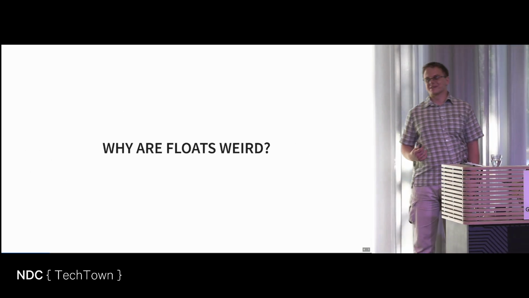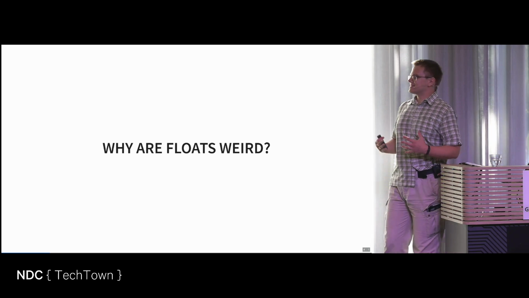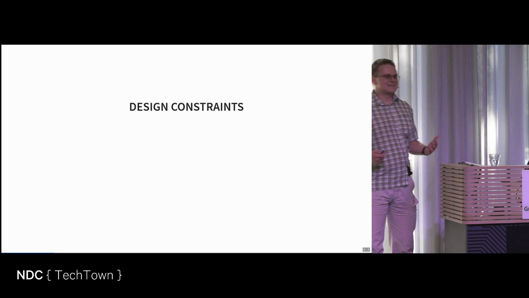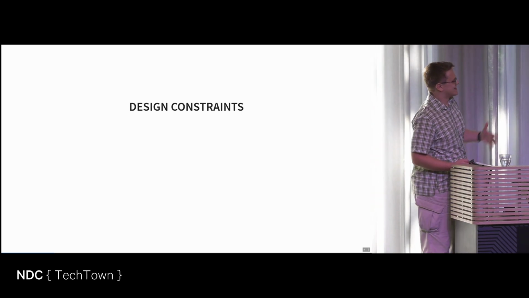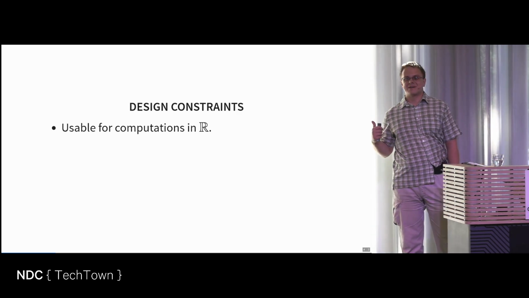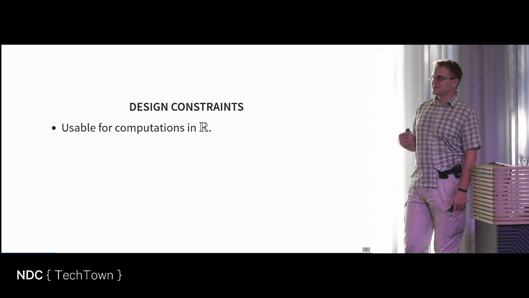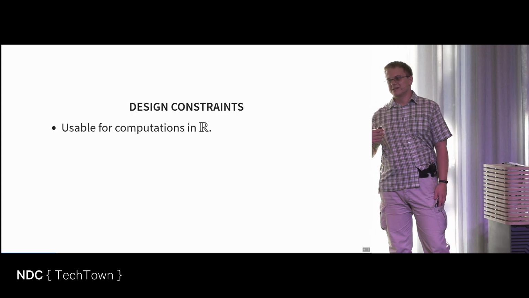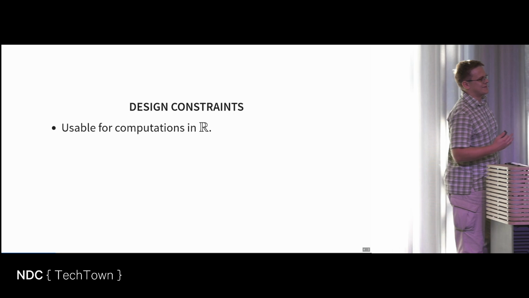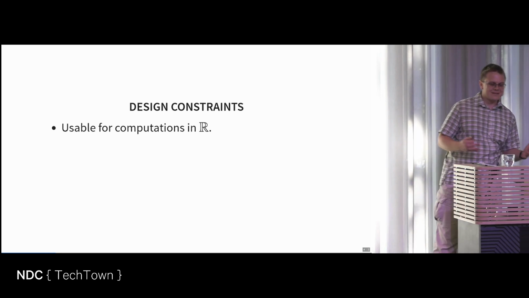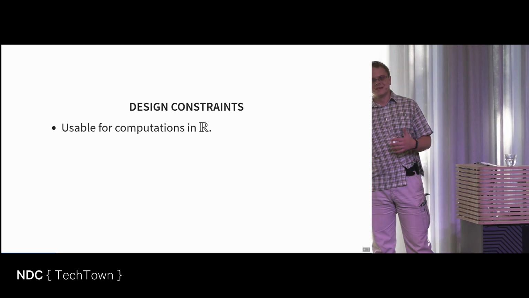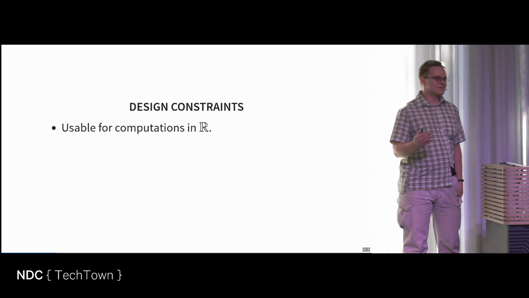So why are floats weird? Why did we get something as weird as floats? Because we have design constraints. Every decision we ever made has some design constraints. This is no different. Our big constraint number 1, floats have to be usable for computation in real numbers. And real numbers are annoying. Not only are they infinite, this is easy, they are uncountably infinite. This is hard. For example, ints, they cover whole numbers. Whole numbers are countably infinite.